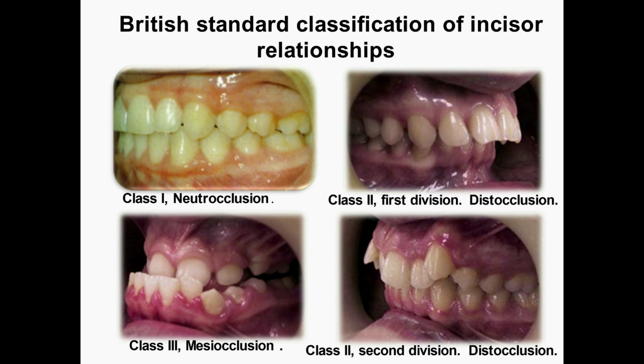There are two subdivisions to this classification. The first division is protrusion of the incisors resulting in an overjet, and the second division results in a deep bite as the upper central incisors are retroclined. Class 3, mesioocclusion: the lower incisors lie anterior to the upper central incisors. There is reduced or reverse overjet.